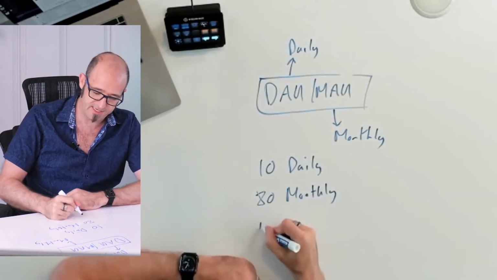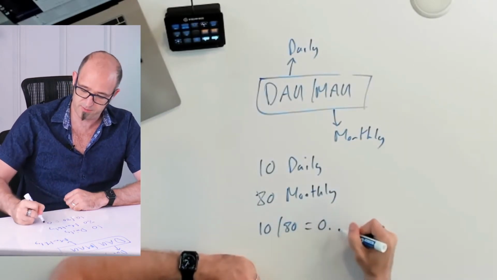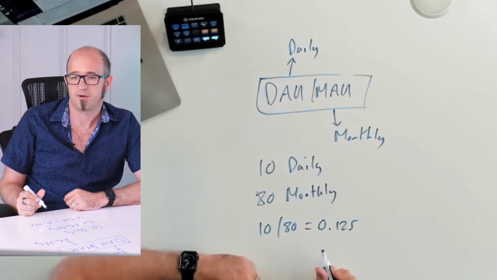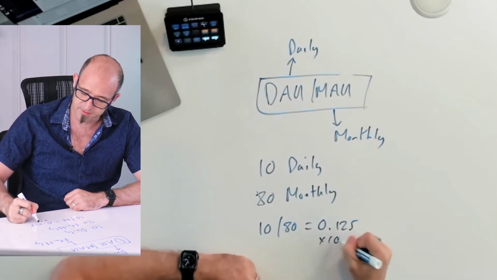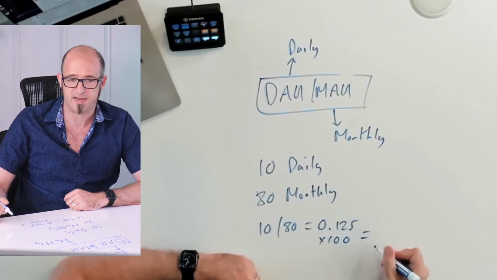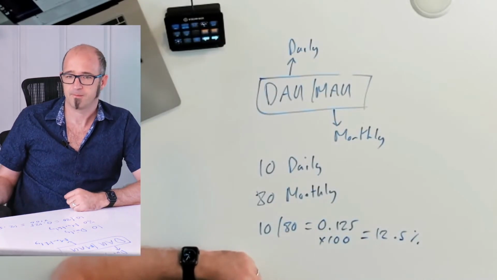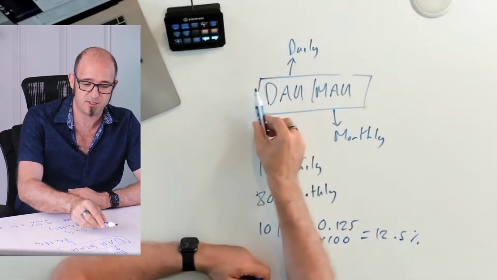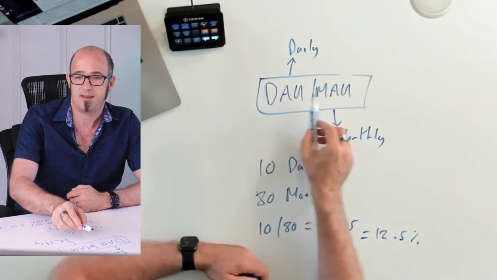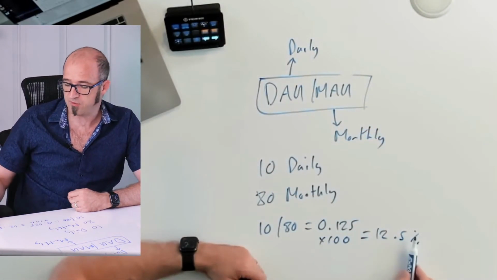All right? So that's 80 monthly. So now what we're going to do is take our 10 and divide it by 80, and that gets us to 0.125. And then to figure out the percentage, we times it by 100, right? And that gets us to 12.5%. So from that calculation, we know that today, based upon the daily active users today and the number of monthly active users this month, we're at 12.5%.